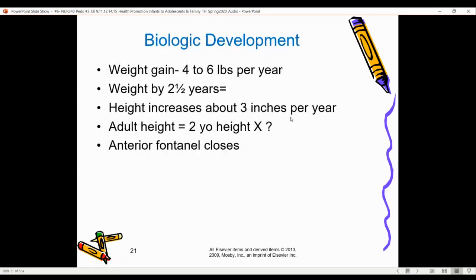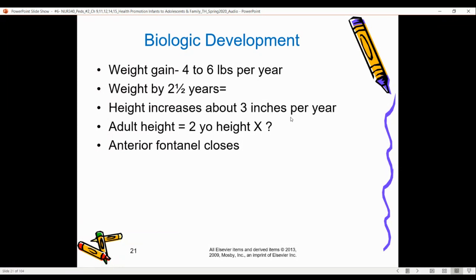Biodevelopment for this age group, how they're physically changing: about 4 to 6 pounds of weight gain a year. Their weight by the time they're 2.5 from their birth weight should have done what? So it doubled, it tripled. By the time they're 2.5, yes, it quadruples. So it takes much longer before we see that jump again, right? 6 months, a year, and now it takes until they're 2.5 before we see another increase of that birth weight. So quadruples by 2.5. Their height increases by about 3 inches per year.